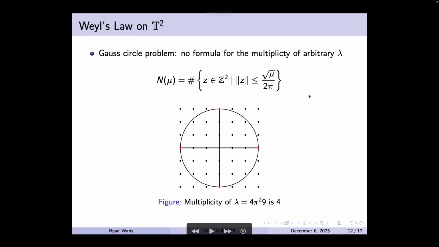But like I mentioned, there's no closed form solution or formula for the multiplicity of these eigenvalues. This is known as the Gauss circle problem. You're probably familiar with it. Our counting function is now just the number of lattice points in the circle of radius mu, or the circle of radius eigenvalue that you're looking at. So in this case, if we choose a norm of 3, norm squared is 9, we get a multiplicity of 4. It's just the intersection of the circle with the lattice points. And the counting function is all the lattice points within there.